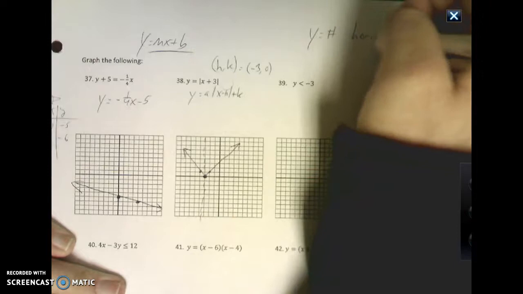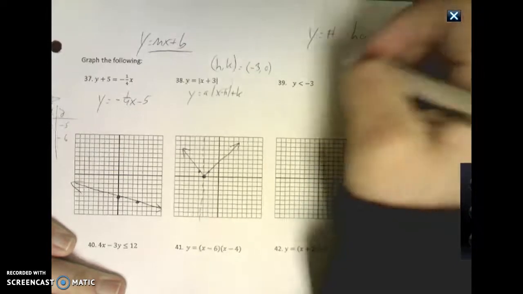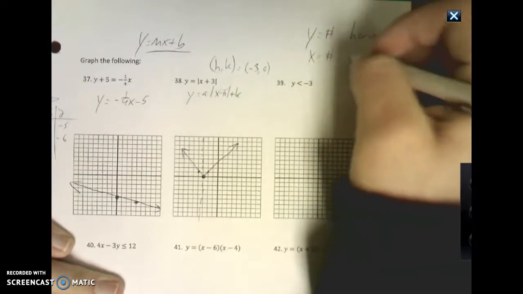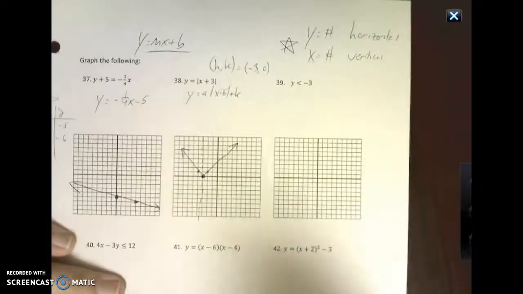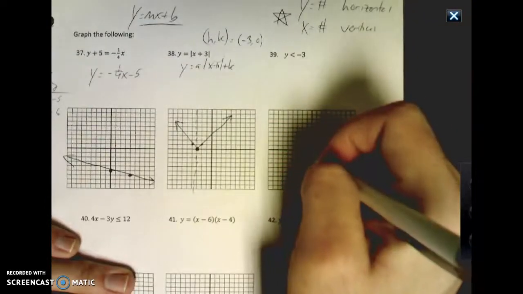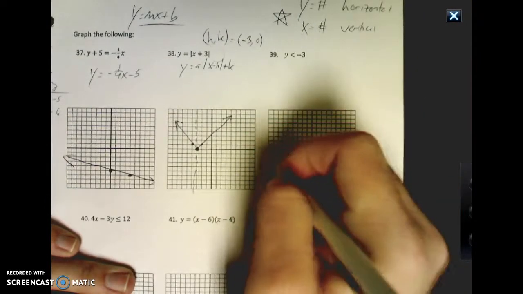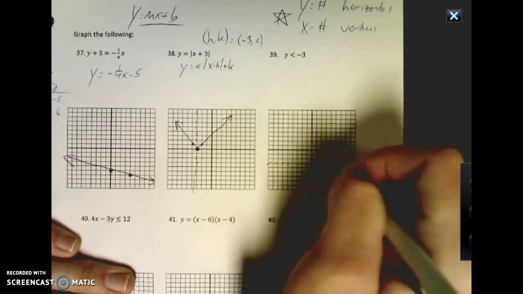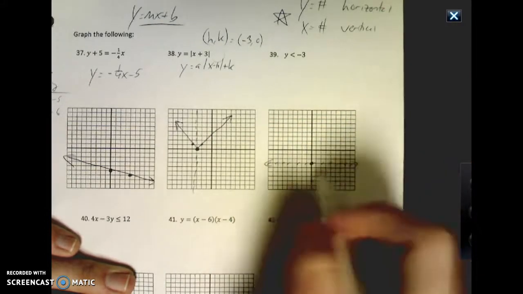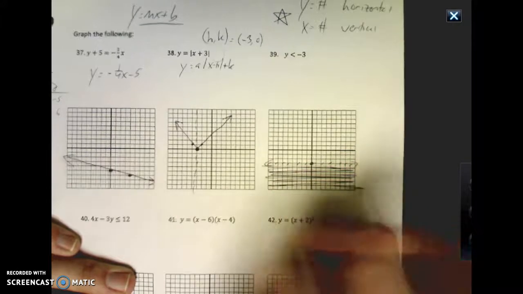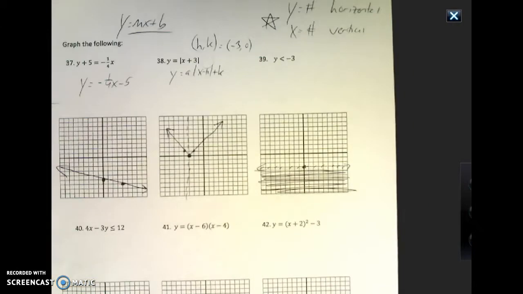Okay. Y is less than -3. Whenever you see Y equals a number, it's horizontal. If you see X equals a number, it's vertical. I would definitely remember that for next Wednesday. Y is less than -3, so 1, 2, 3 down here. It's going to be a dashed line. And then less than is below it. All inequalities you have to shade in.